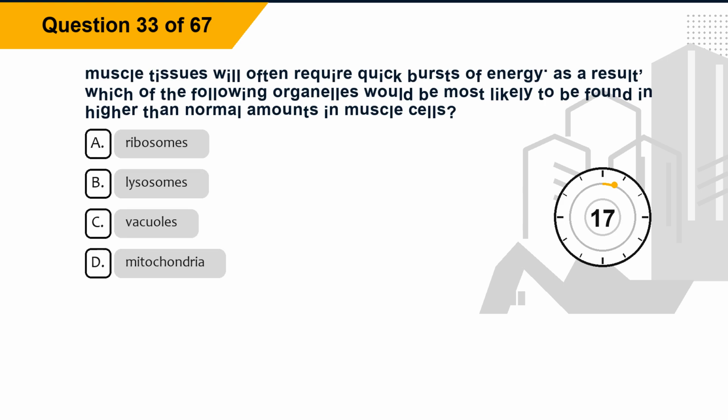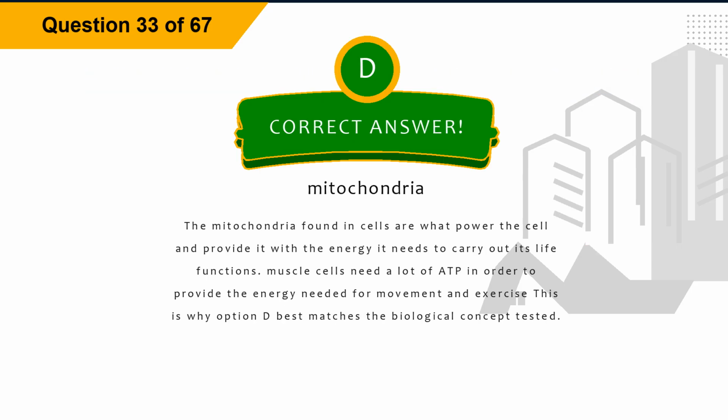Question 33. Muscle tissues will often require quick bursts of energy. As a result, which of the following organelles would be most likely to be found in higher than normal amounts in muscle cells? Option A, ribosomes. Option B, lysosomes. Option C, vacuoles. Option D, mitochondria. The correct answer is option D, mitochondria. Explanation. The mitochondria found in cells are what power the cell and provide it with the energy it needs to carry out its life functions. Muscle cells need a lot of ATP in order to provide the energy needed for movement and exercise. This is why option D best matches the biological concept tested.